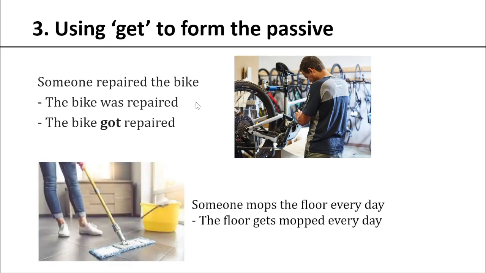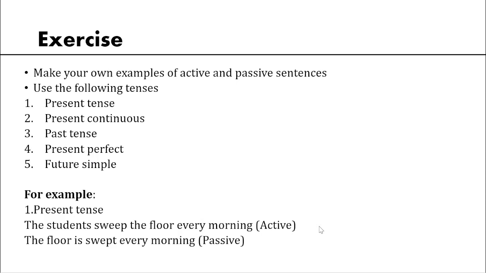For example, someone mops the floor every day. Okay, we change this. The floor gets mopped every day. So the object, the floor, becomes the subject in the passive sentence. And gets mopped. You can see this is in the simple present, yeah? Gets mopped. Okay, I think that's all for the explanation about passive voice.